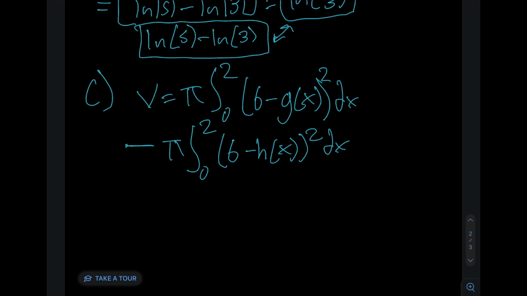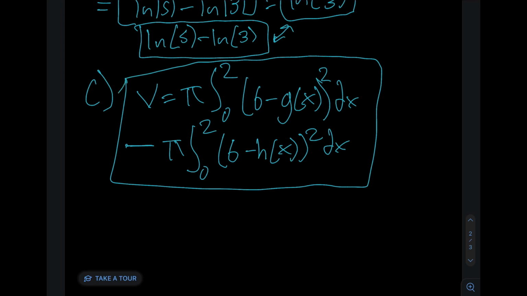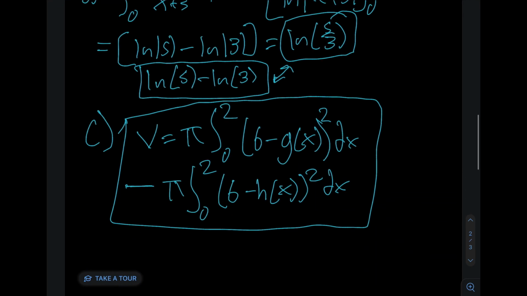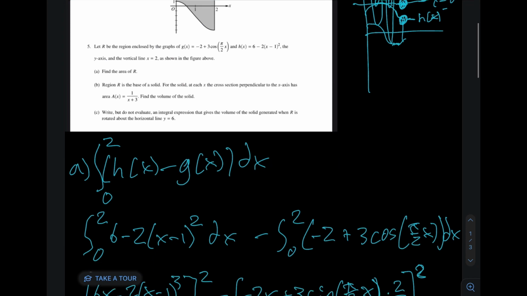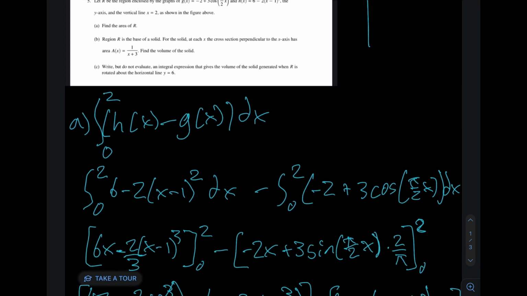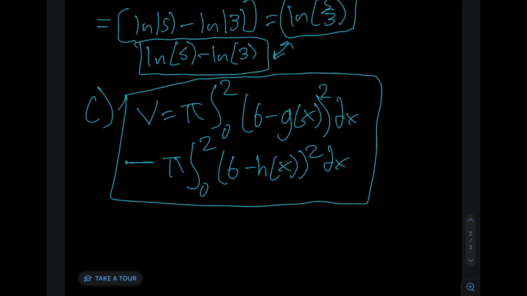And you could absolutely box this if you wanted. In fact, I will just do that right here, because all they ask is for us to write an integral. We don't have to evaluate it. If you want to be extra thorough, extra safe, I know when I took the AP Calc test, I hated leaving g of x and h of x in my answers, and I would always write what they actually are. So I would write 6 minus 2 x minus 1 squared and negative 2 plus 3 cosine pi over 2 x. I would go and write those, but you don't have to. The College Board will totally accept that as well.